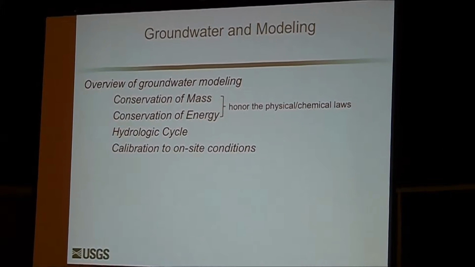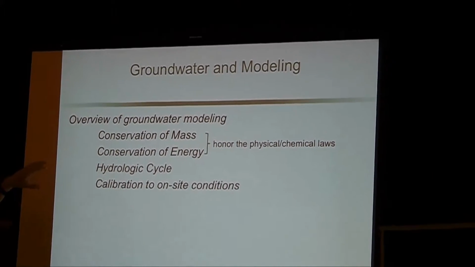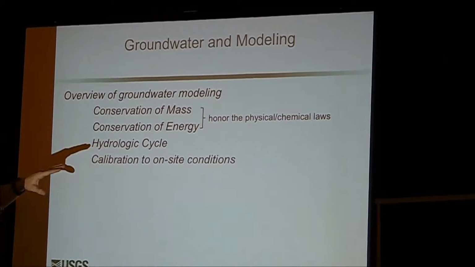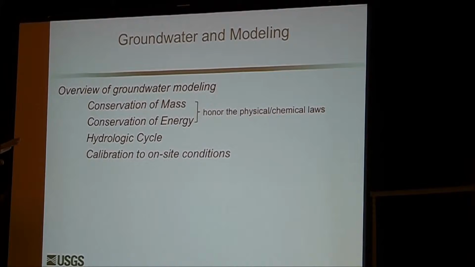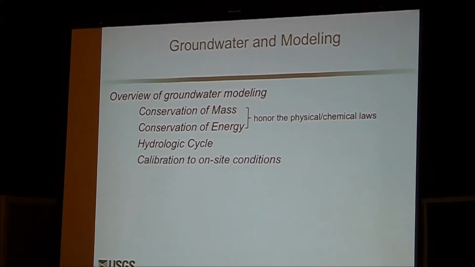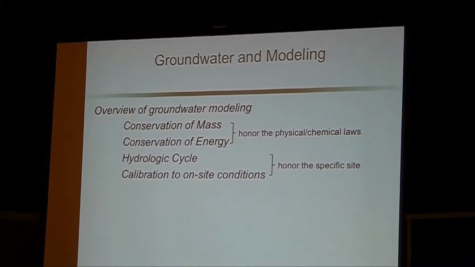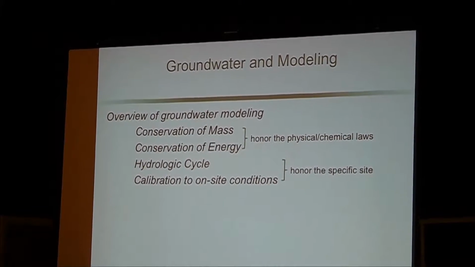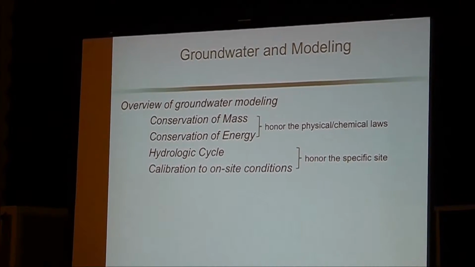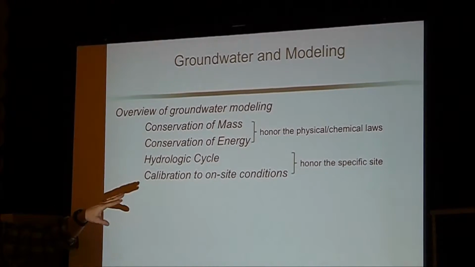And so I already explained this conservation of mass and conservation of energy, and basically what I like to say is that that's how we honor the physical and chemical laws. We know what these laws are, so we need to make a model that represents those correctly. But we also have to honor the specific site, the actual data we have about a specific place on the Earth. And we do that by understanding the connections with the hydrologic cycle, and then by calibration.